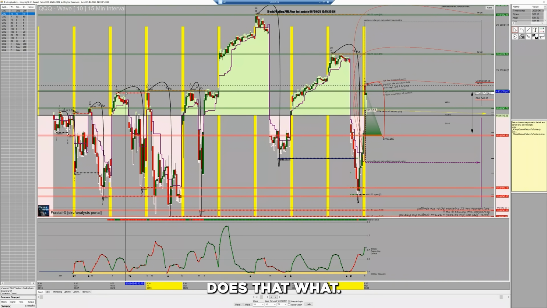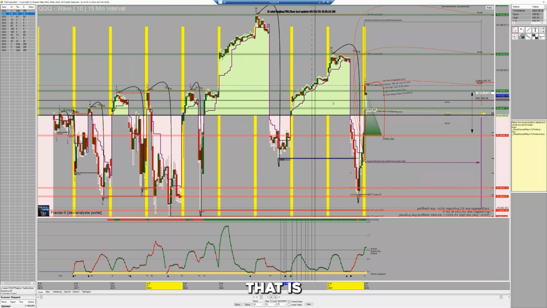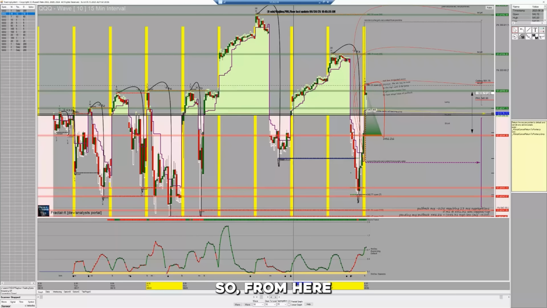Does that make sense? Yeah, but what do you mean by the cycles? Cycles is a transition from above and below the pivot. That is considered a cycle, right? So from here to here till this high, you can consider this as a cycle above the pivot. Got it.